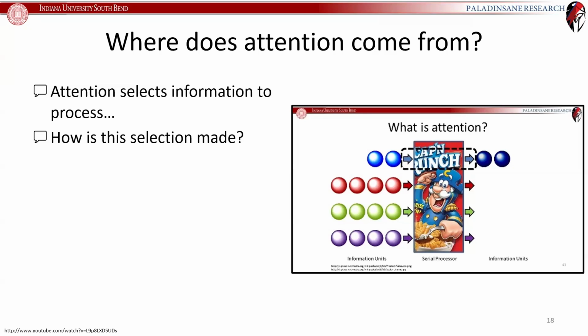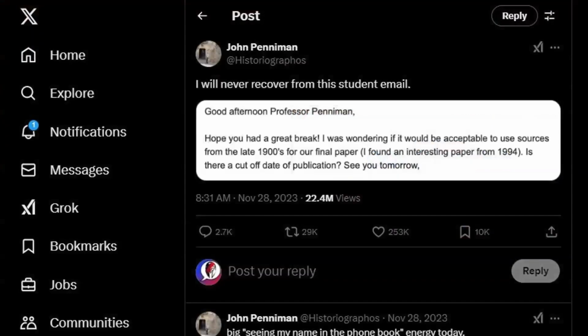And anytime I introduce it, I can't help but remember that it's from the 1900s, which reminds me of this email that a professor tweeted out. And it goes, "Good afternoon, Professor Penniman. Hope you had a great break. I wonder if it would be acceptable to use sources from the late 1900s for our final paper. I found an interesting paper from 1994. Is there a cutoff date of publication? See you tomorrow." My favorite response to this was, "I feel like a dinosaur," because there are things that are from just about 25 years ago, but they are from the 1900s.